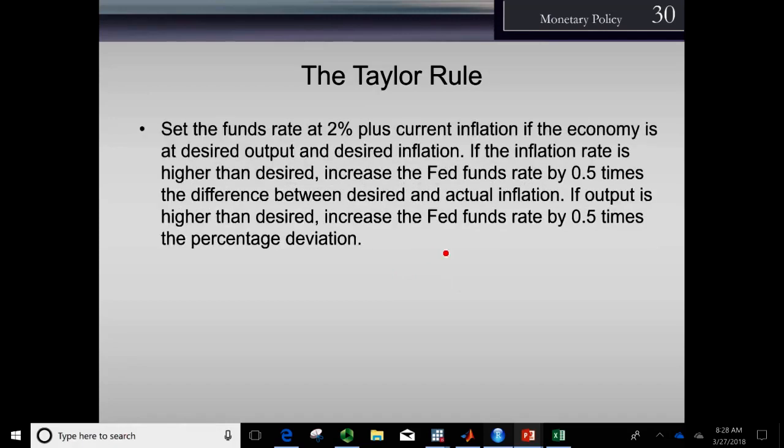Okay, and economists have figured out that the Fed's ultimate target for the Fed funds rate typically follows a rule such as this: set the Fed funds rate at 2%, okay, plus current inflation if the economy is at desired output and desired inflation. So in other words, let's say that you were right on trend and you were right at the desired level of inflation, then you would set the Fed funds rate at 2% plus the 2% current inflation, which is equal to desired inflation, and you would want a Fed funds rate of 4%.